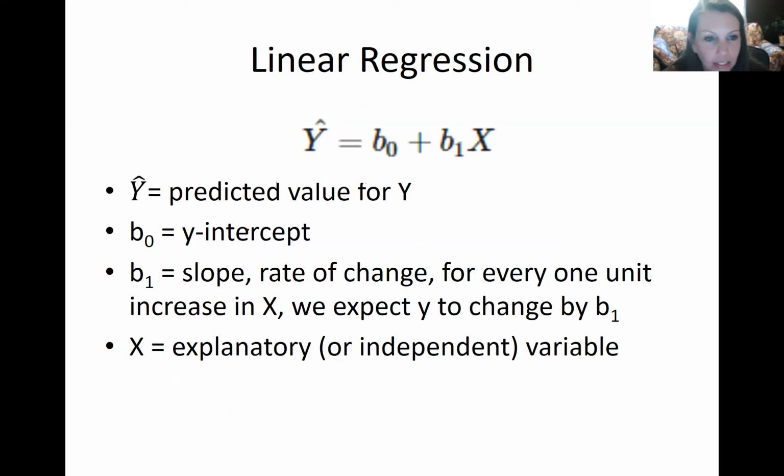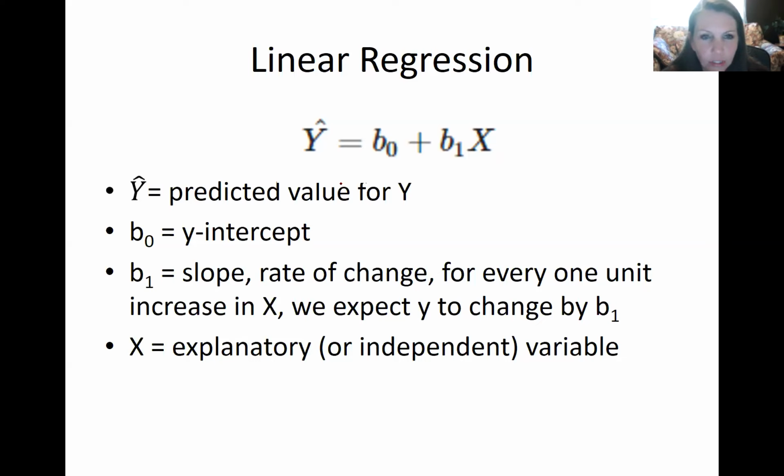The b0 is the y-intercept. So it's the value that we would expect for y if x was equal to 0. Most of the time, the y-intercept usually isn't going to be that interesting unless it would actually make sense for there to be values of x equaling 0, which doesn't happen most of the time.